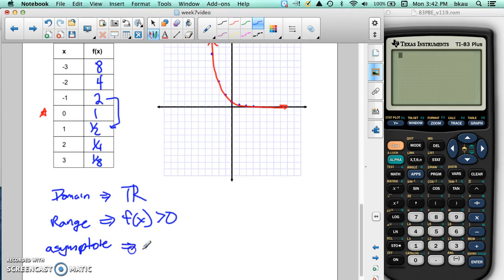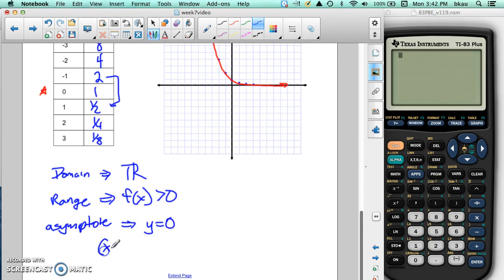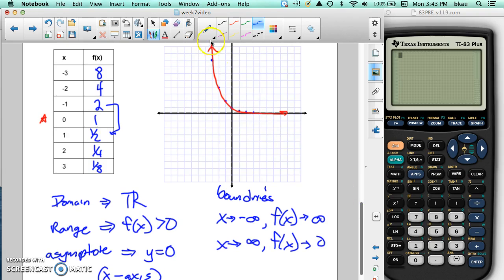Our asymptote is still y equals 0, the x-axis, that's what we set up above, and we still have some boundaries here. Now on this one the boundaries are going to change. As x goes to negative infinity, f of x goes to infinity. And as x goes to positive infinity, f of x goes to 0. So as we travel to the right here, we get close to 0. As we travel to the left, we just go up and up and up on the graph.